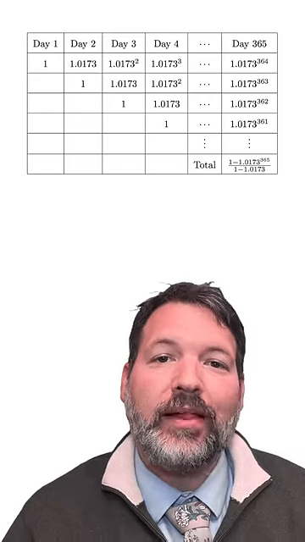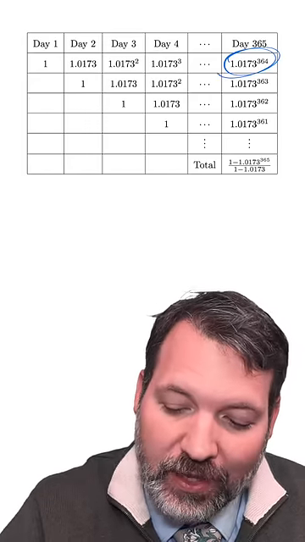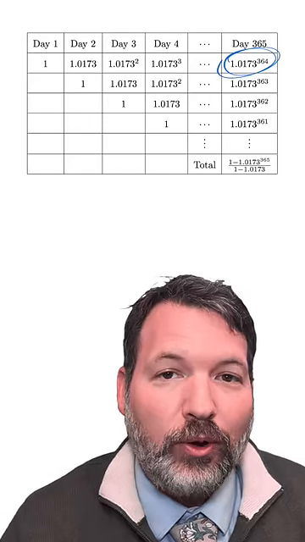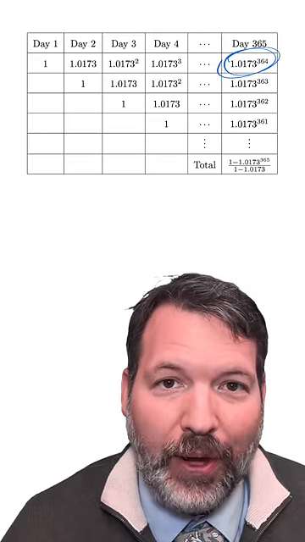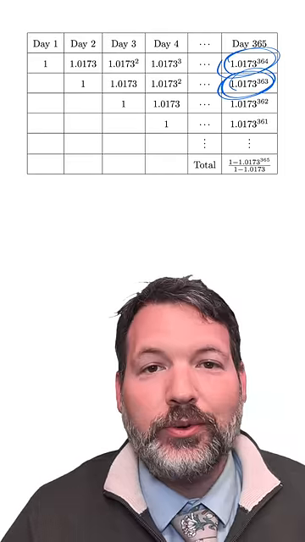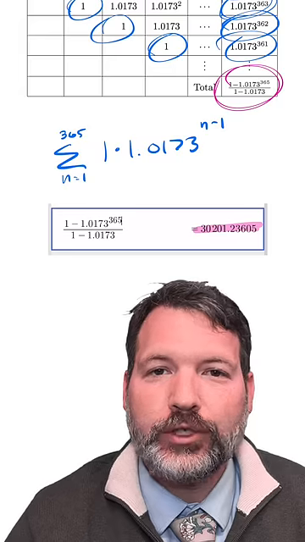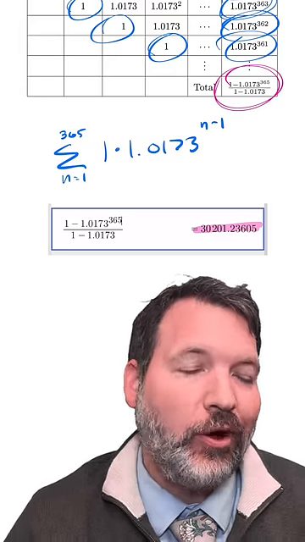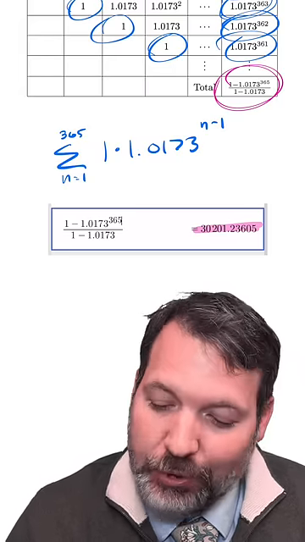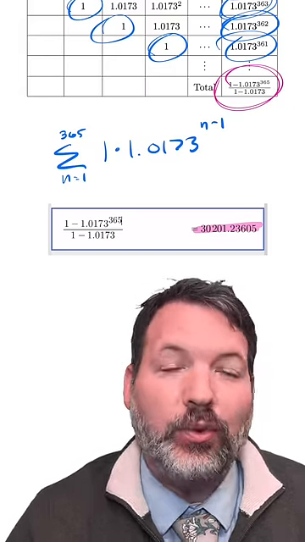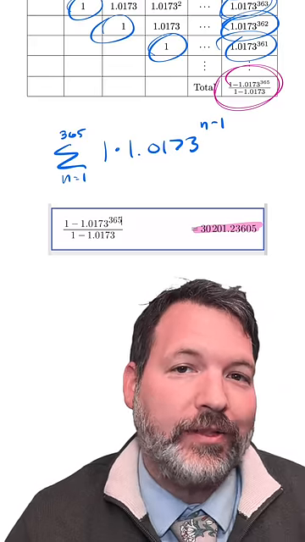If you do this, that dollar you invested on the first day, by the end of the year, is going to be worth 1.017 to the 364th power. That dollar you set aside on day two is going to be equal to 1.017 to the 363rd power. Fortunately, there's a nifty little formula that will add all those returns together for us, and you can see it tells us by the end of the year, we will indeed have earned a little over $30,000.